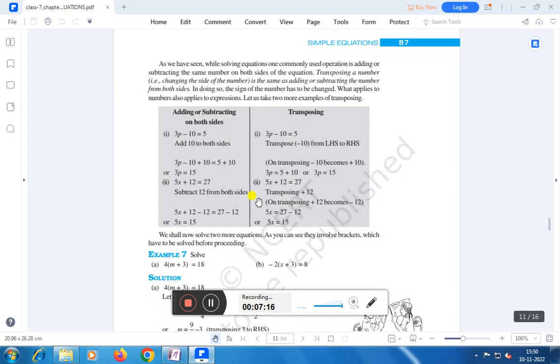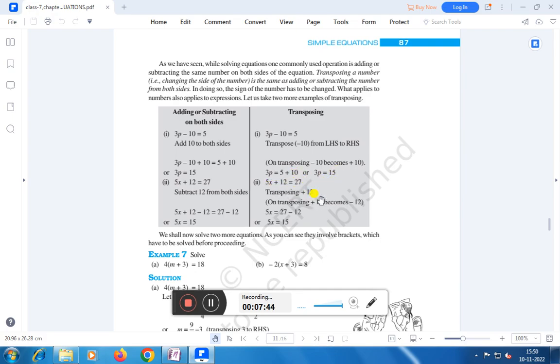Now what we have done is adding or subtracting on both sides. Suppose we add 10 on both sides. That is 3p minus 10 plus 10 equal to 5 plus 10, 3p equal to 15. Here also, in 3p minus 10, if you transpose minus 10 from the left hand side to the right hand side, on transposing minus 10 becomes plus 10. We'll use this property in the next exercise. 3p equal to 5 plus 10 or 3p equal to 15.